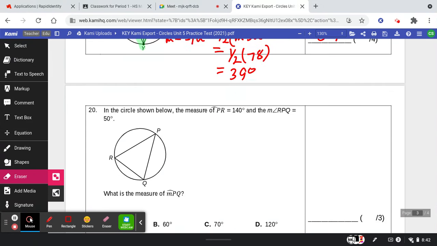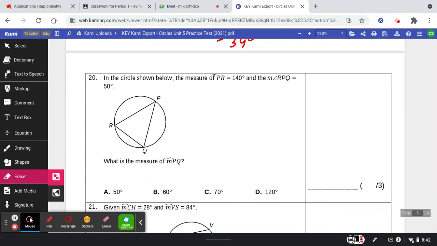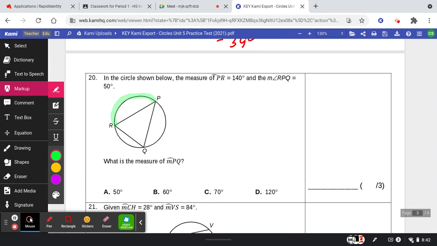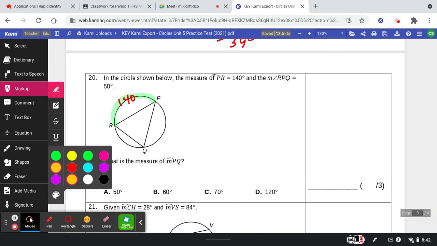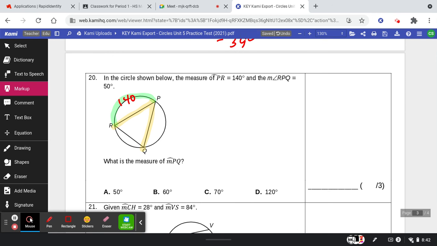Okay, here we go. Circles shown below, they're telling us the measure of PR. So check this out. PR is equal to 140. Please label it. And the measure of angle RPQ, PQ is equal to 50. Label it. Those are two givens in the problem.